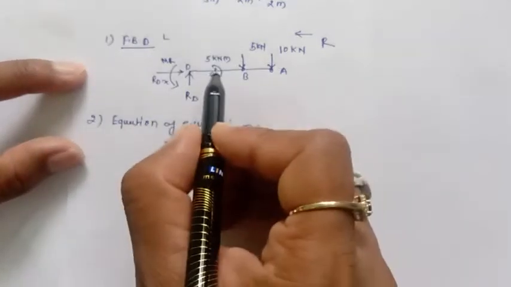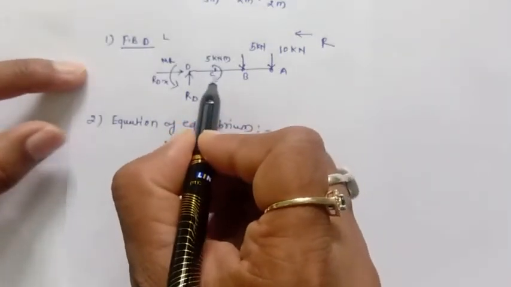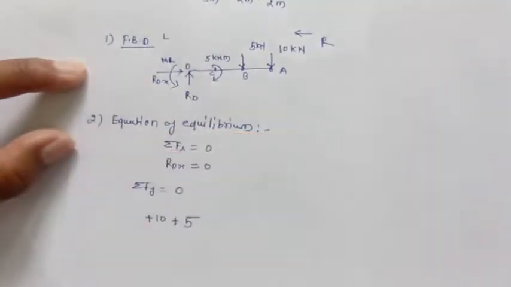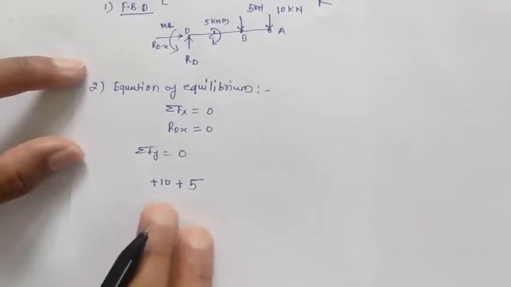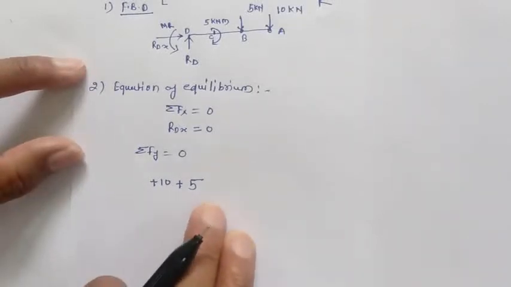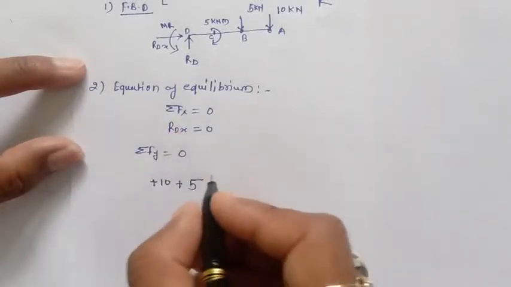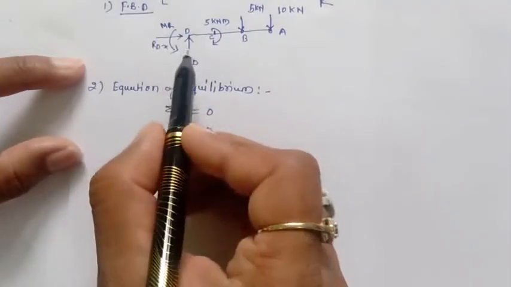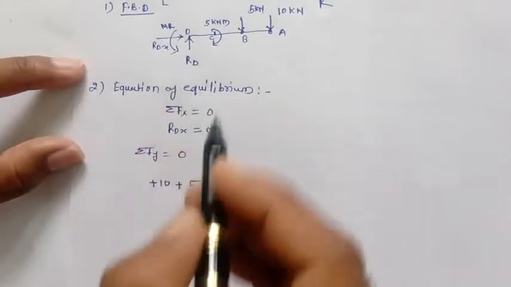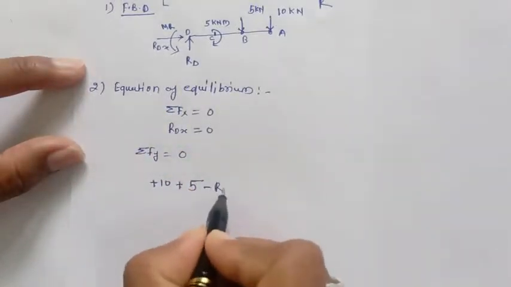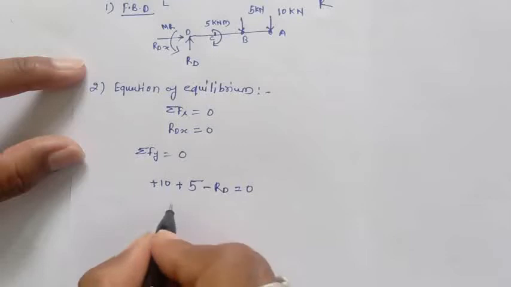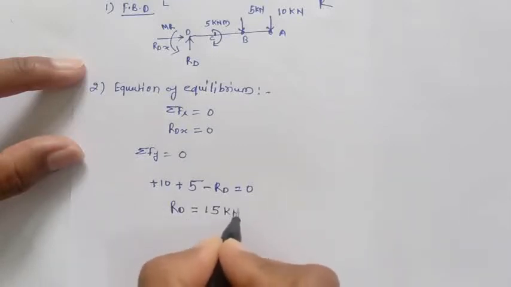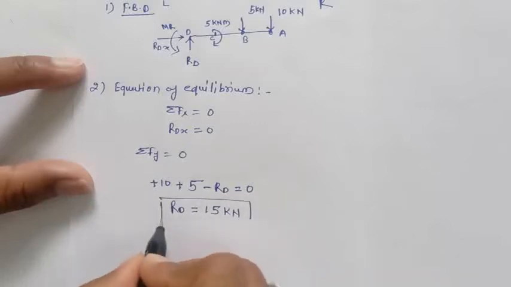Because this is the summation of Y, only the vertical forces we will consider, no moment. This 5 kilonewton meter is nothing but a couple, it's a moment, so we will not consider it as a vertical force. So this plus 5 and this plus 10, the downward forces we are taking positive, and here RD is the only upward vertical force, so we are taking RD as negative and equal to 0. So RD we can write as 15 kilonewton. So the RD value is 15 kilonewton.